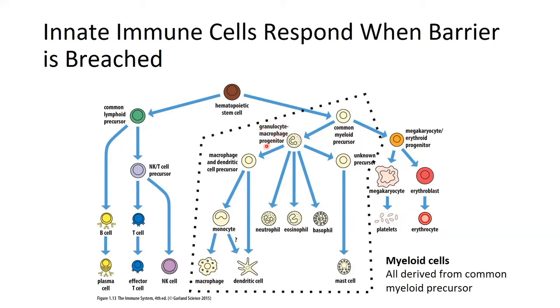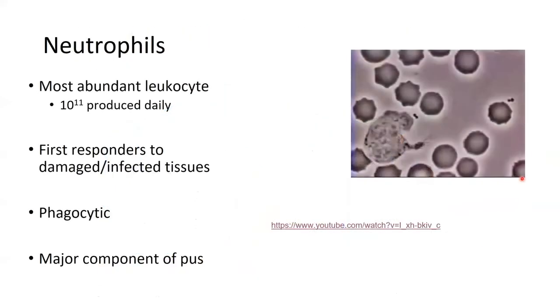The granulocyte macrophage progenitor gives rise to the different innate immune cells. So you've got a macrophage and dendritic cell precursor. This gives rise to monocytes, which further differentiate into macrophages, and also to dendritic cells. And then also the granulocyte macrophage progenitor gives rise to neutrophils, eosinophils, basophils, and mast cells. Okay. So let's talk a little bit about each of these.